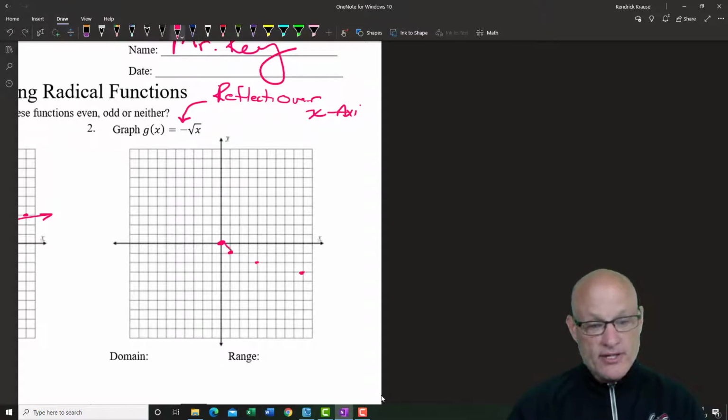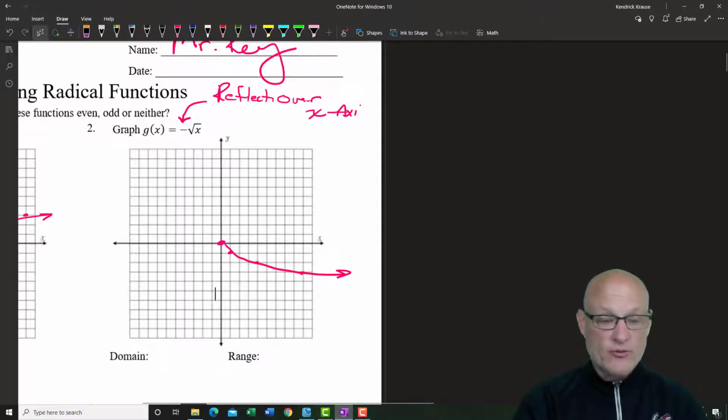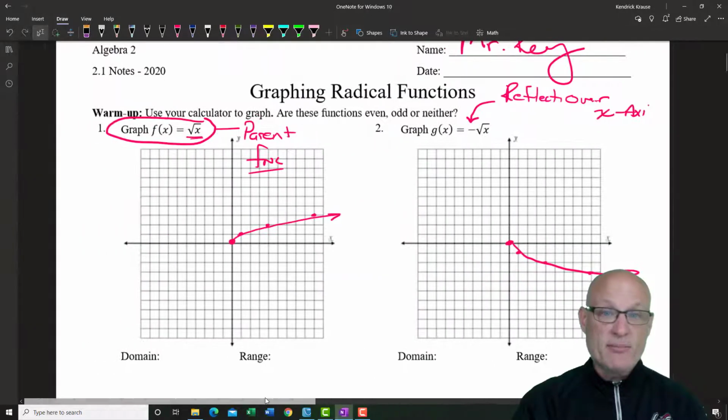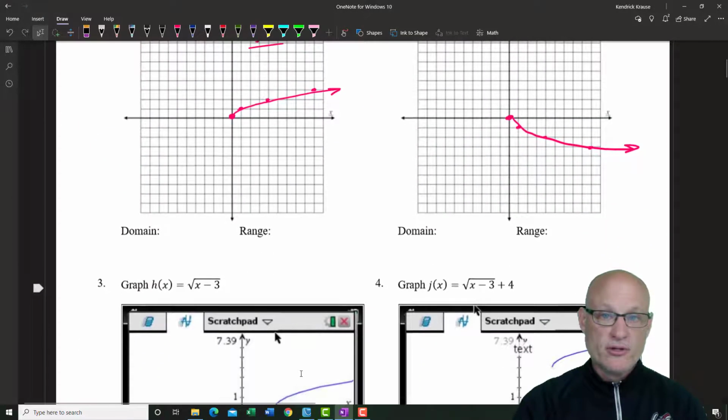And then it goes like this. And that should come as no surprise to you that it looks like that, because there is your reflection over the x-axis. Now let's talk about domain and range for these things, because everybody likes to talk about domain and range.